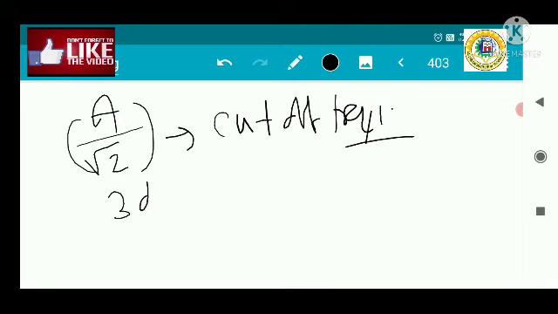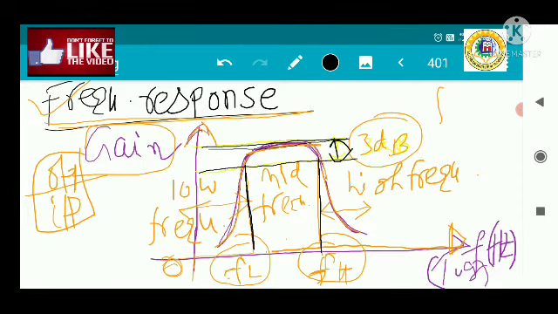And also 3 dB frequency is the same term as cutoff frequency. The 3 dB frequency is the maximum gain divided by root 2. Okay, if we go down root 2 times, that will be your 3 dB frequency. So that's why we call the 3 dB frequency the cutoff frequency.